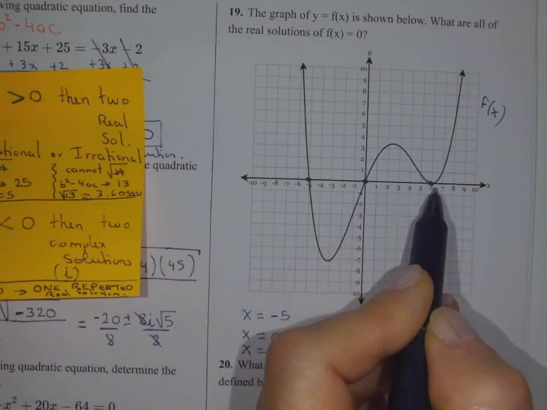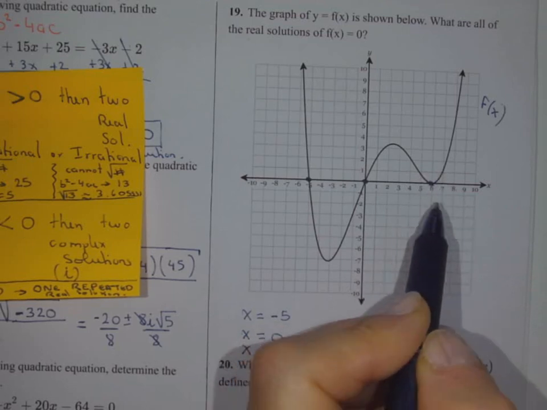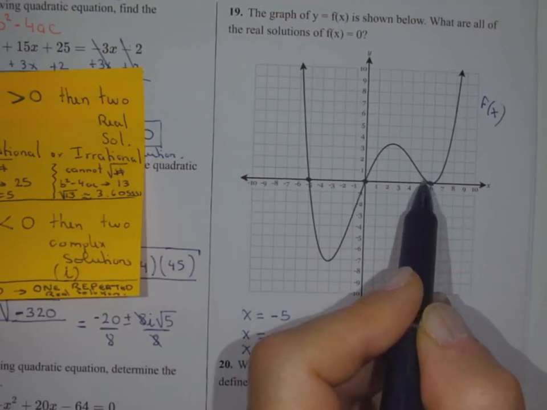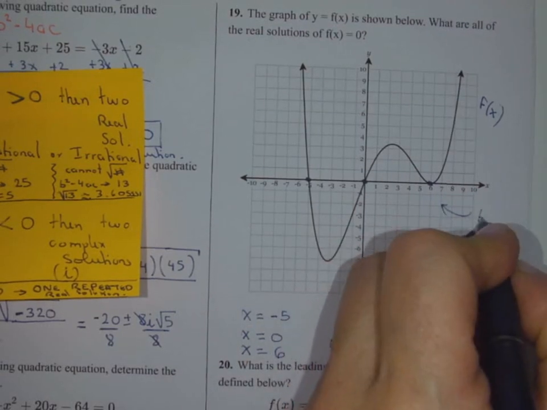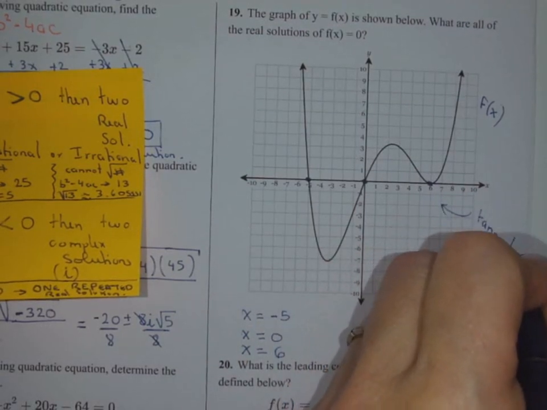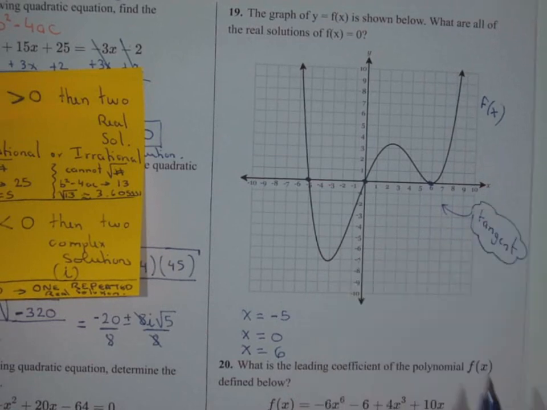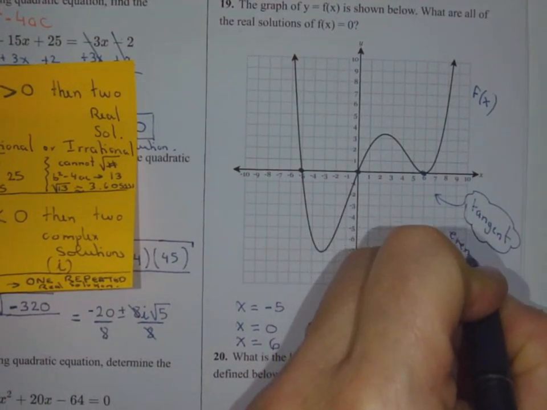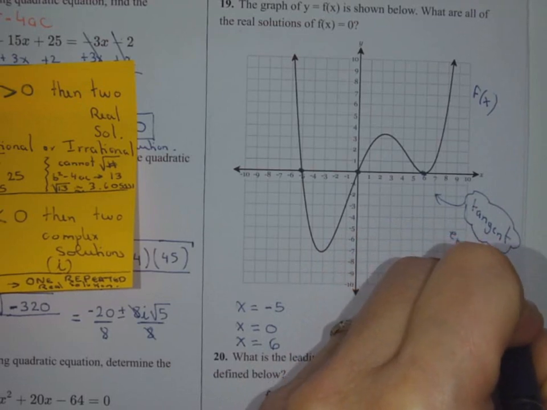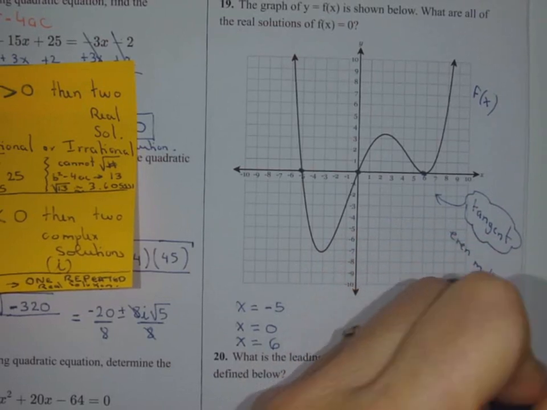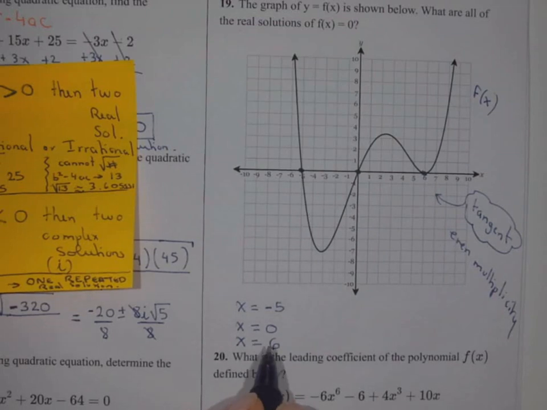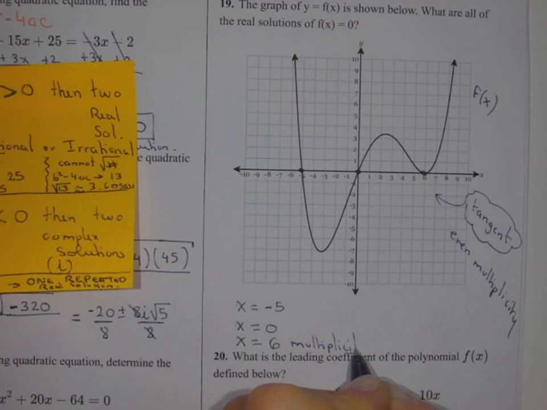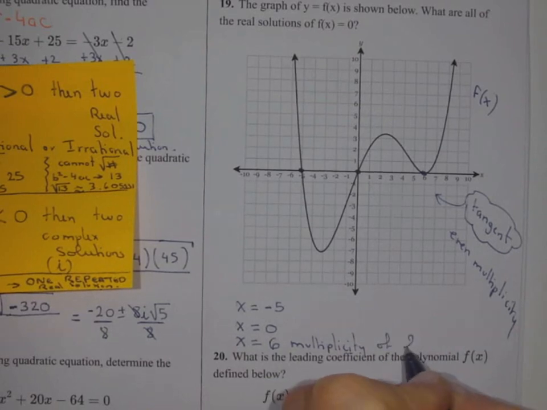However, right here, see how it doesn't go just nicely straight through? It actually never goes through that x-axis. It doesn't intersect it. It just touches it right there and does a U-turn. We call that being tangent to the x-axis. And when your curve is tangent to the x-axis, it means you have an even multiplicity, meaning we have that root more than once. So x equals 6 has a multiplicity, and we're going to say of 2.